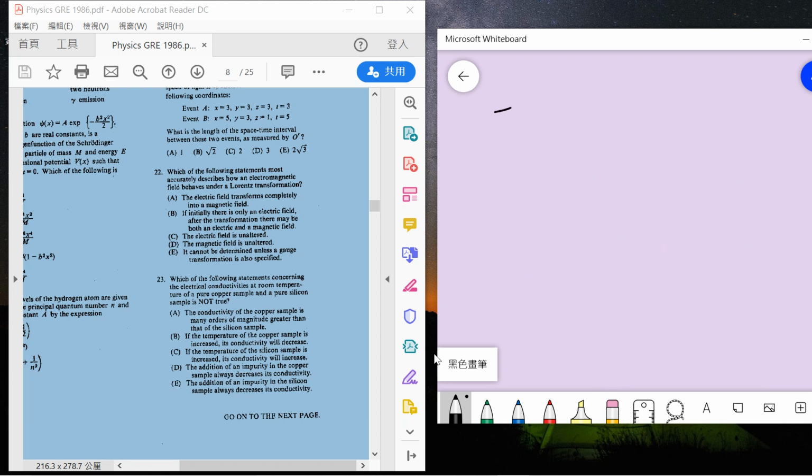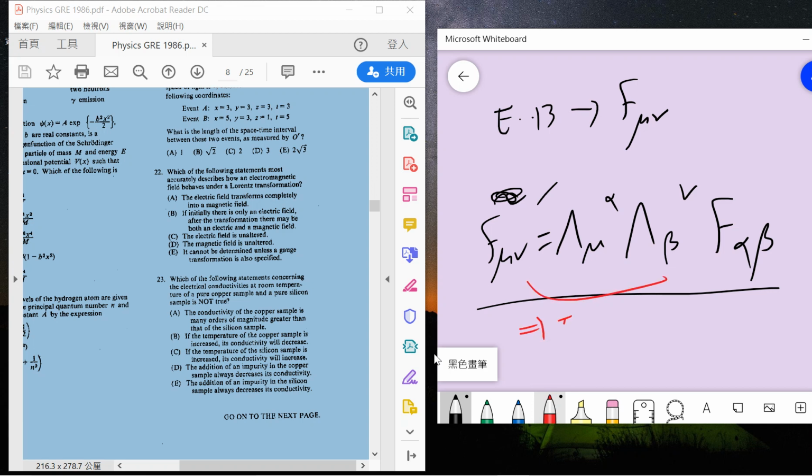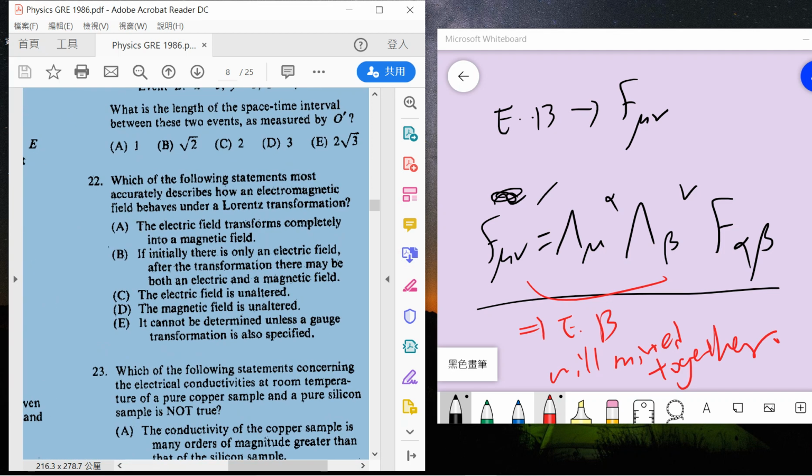All we need to understand is that E and B form the so-called electromagnetic tensor, and the electromagnetic tensor has the Lorentz transformation. When you do the Lorentz transformation, it goes from a second rank tensor to a second rank tensor. So this tells you that E and B will mix together. This is all you need to know. So A said that the electric field transforms completely into a magnetic field. By the way, this is impossible, because E and B will mix together.